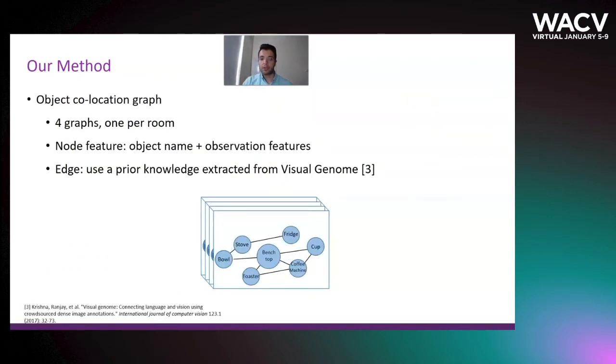Our object collocation graph consists of 4 layers, one for each room type in the simulation environment. Each layer consists of the objects observable in each room type and is extracted from the simulation environment. This helps learning different representations for the same objects if they appear in different rooms. The node features are a concatenation of the object name embedding and the observed visual representation at each time step. The edges are initialized using prior knowledge extracted from the Visual Genome dataset.